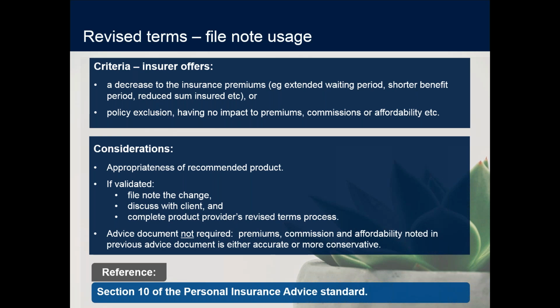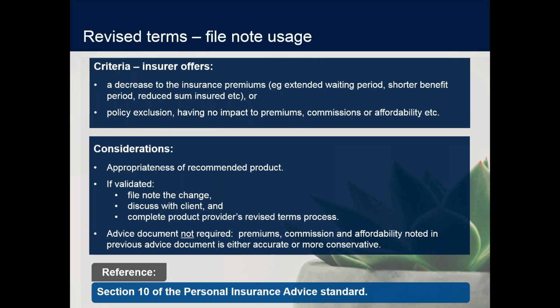Now we need to go through some thought processes and some consideration. We've just received our revised terms back and they've met the criteria. What else do we need to do? The first thing we need to do is think about, is this product with these revised terms still an appropriate product for the client? Can we continue on with this particular recommendation, like a retention or a placement, and is this still the most appropriate recommended product?